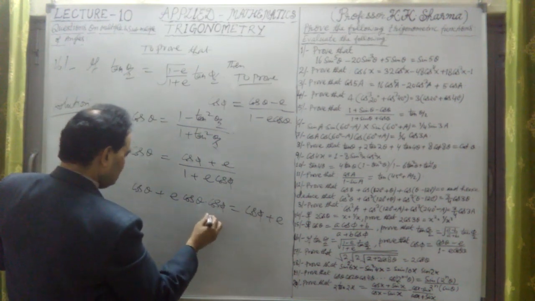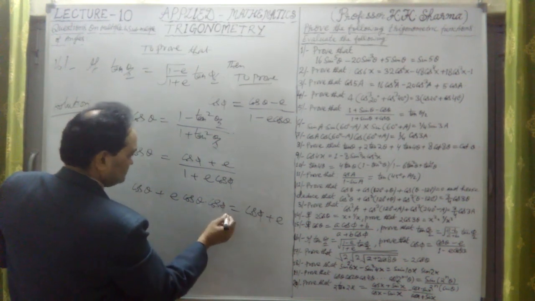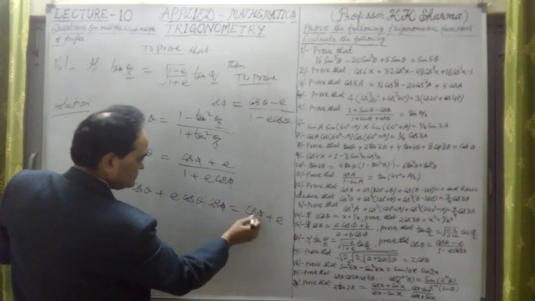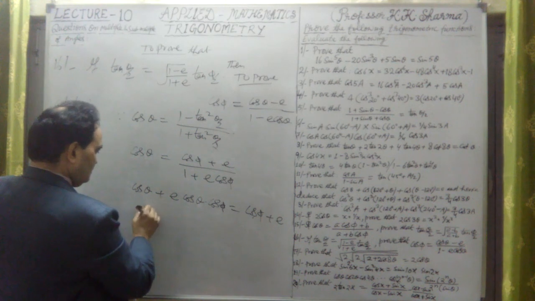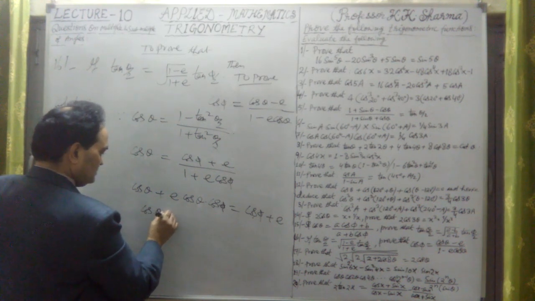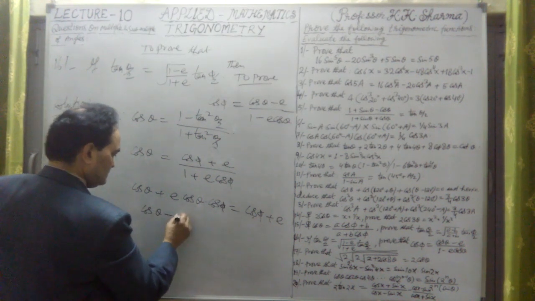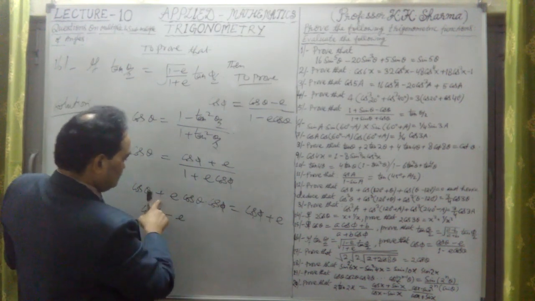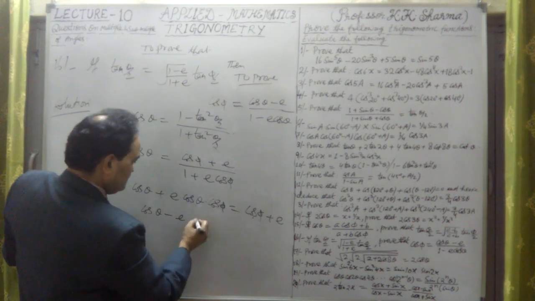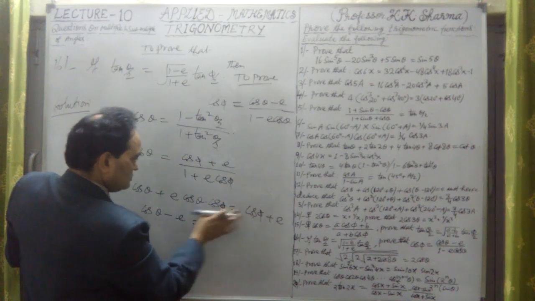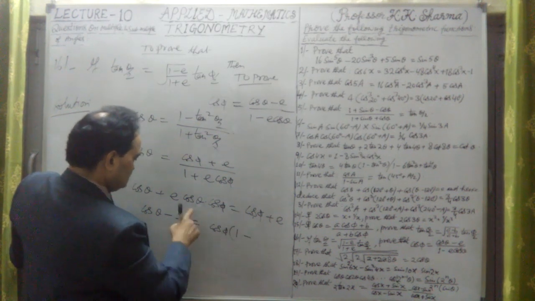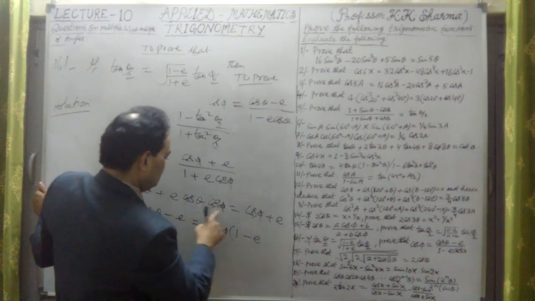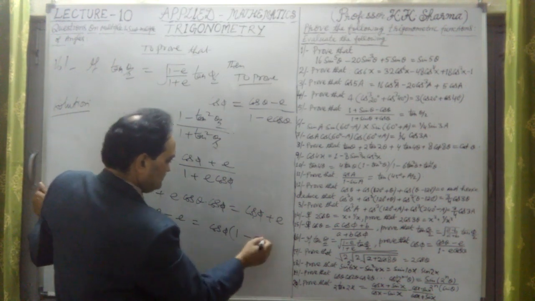Cos phi, I have to collect. This is cos phi, this is cos phi. Take this step to that side. It will be cos theta minus e. After taking this side, so cos theta minus e is equal to this cos phi. If I take common, then this will be 1 minus e into cos theta.